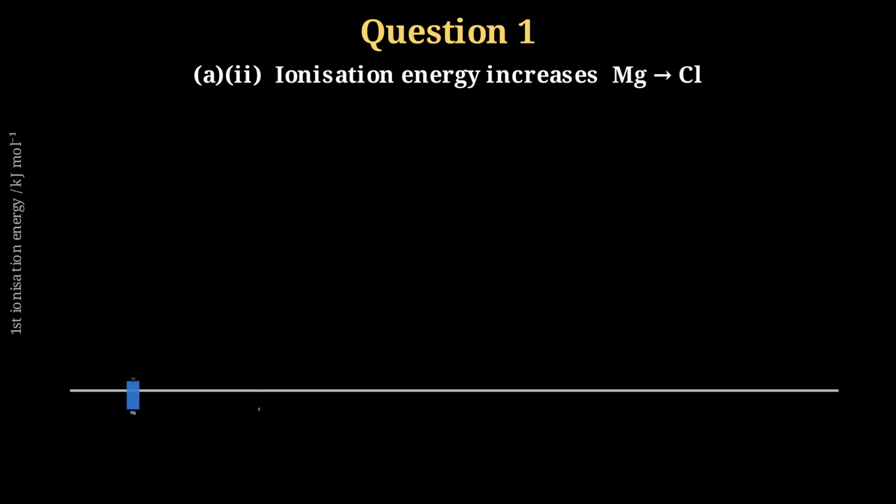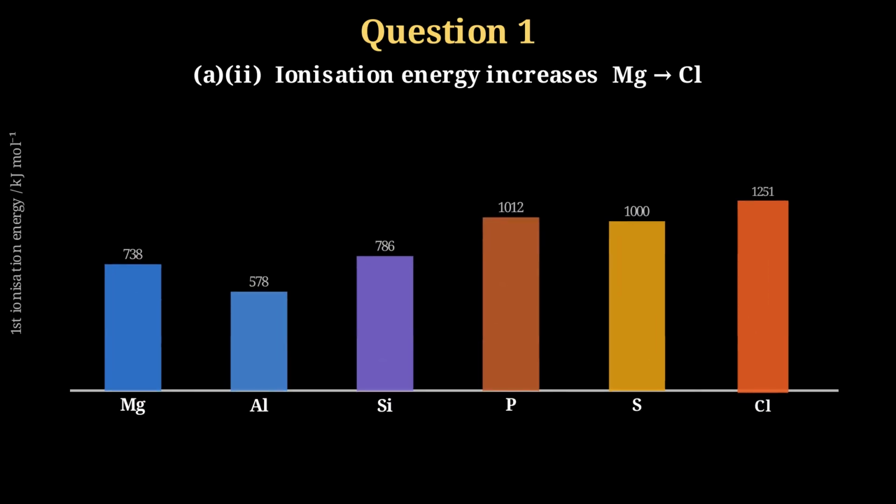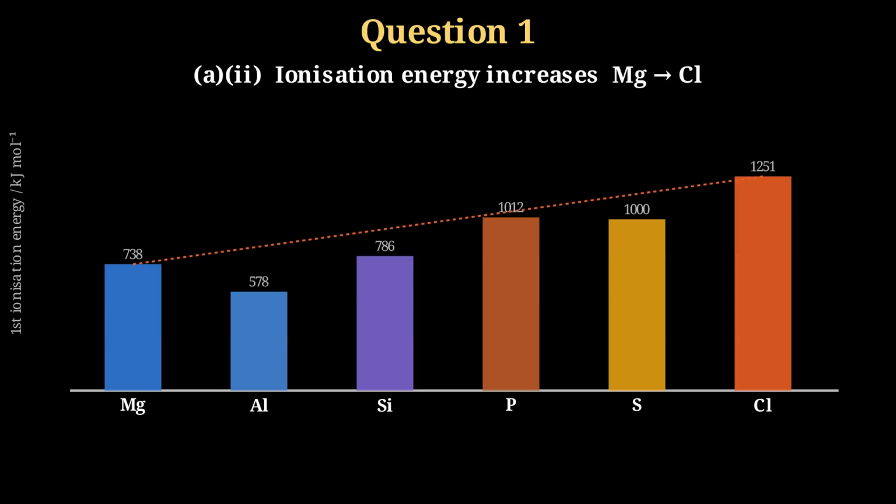Next, ionization energy. That's the energy needed to pull the outermost electron off an atom. Watch the general trend as the bars grow. Overall, it climbs from magnesium to chlorine. It follows straight from what we just learned. The atom is getting smaller and the nuclear charge is getting bigger, so the outer electron is held more strongly. That means more energy is needed to remove it.